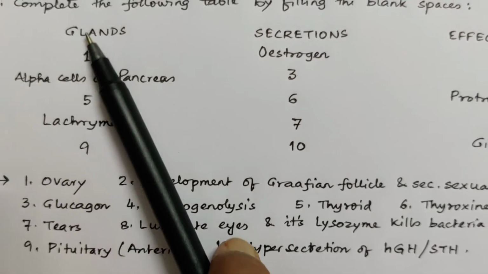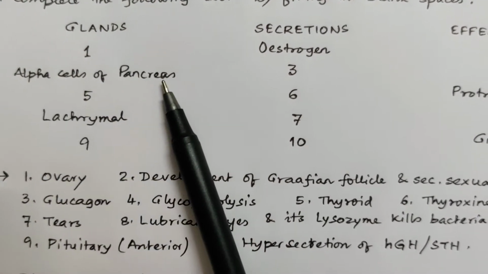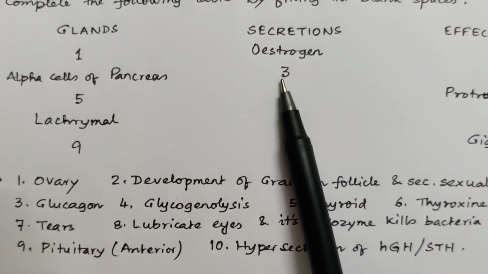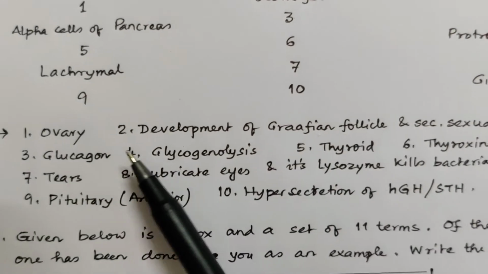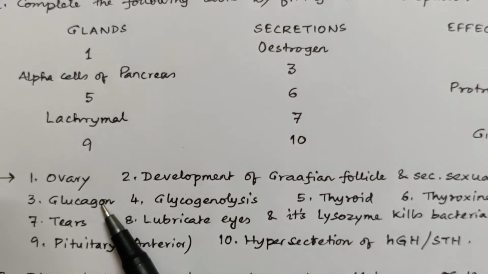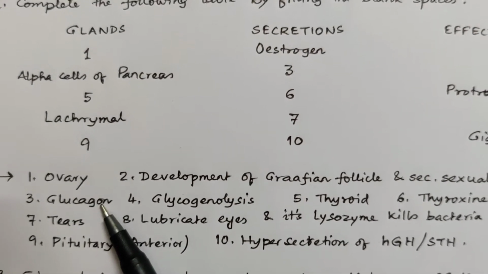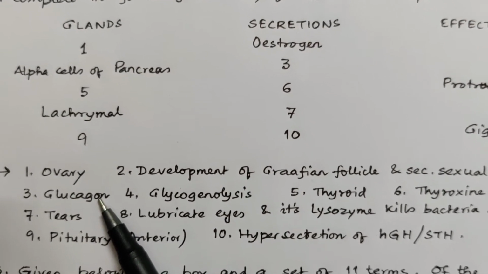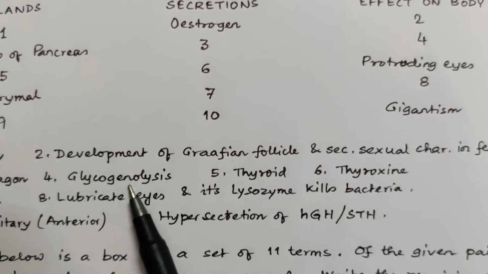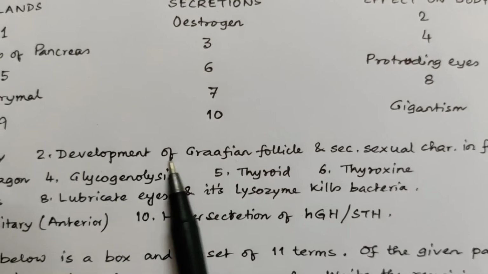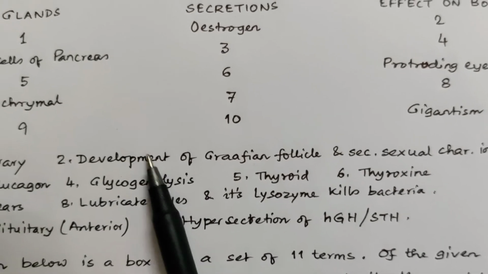Number 2, gland here, alpha cells of pancreas. The secretion is number 3 and the effect on the body is number 4. So number 3 is glucagon. Glucagon is the hormone produced by alpha cells of pancreas, and its effect on the body is to perform glycogenolysis, meaning breaking down of glycogen into glucose.